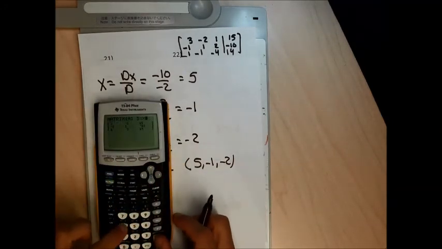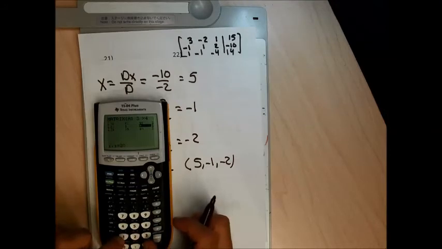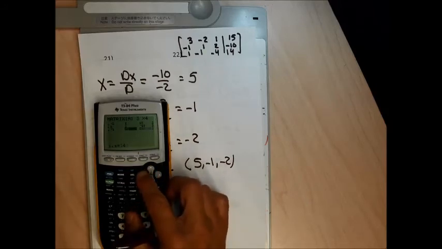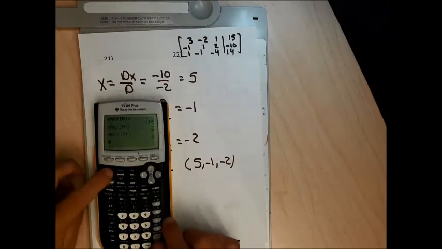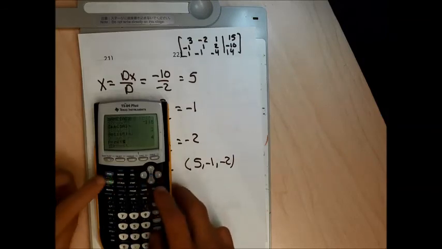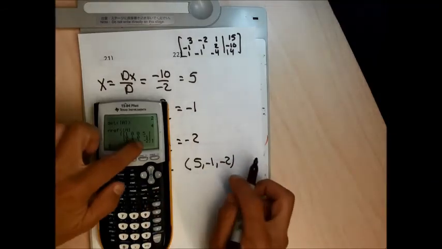This is a 3 by 4 matrix. This has nothing to do with Cramer's rule. This is just checking to make sure my answer is correct. Let me check. That column's okay. That column's okay. Okay and okay. So now second quit, second matrix math, RREF, second matrix names, 5, negative 1, negative 2.